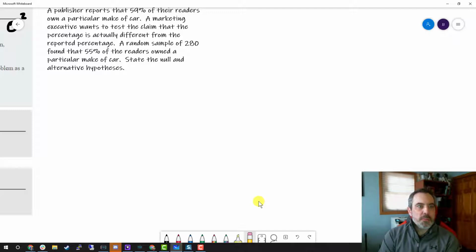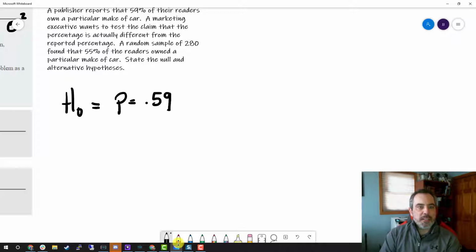So notice a publisher reports that 59% of their readers own a particular make of car, right? Our null hypothesis is going to be that this is correct, that the percentage or the proportion is equal to 0.59. Now, a marketing executive wants to test the claim that the percentage is actually different from the reported percentage.